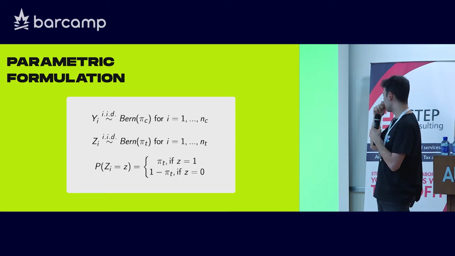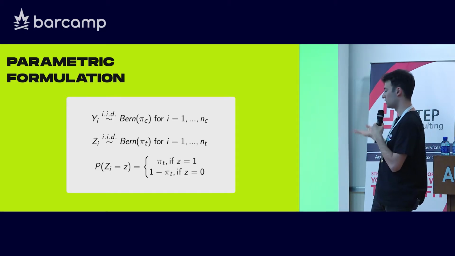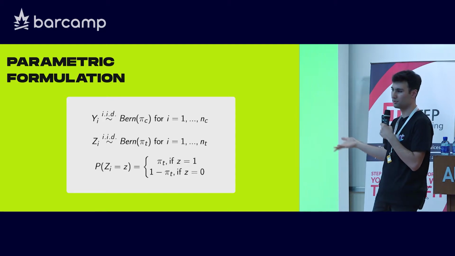So basically pi_t is the probability of a click, and the probability of not clicking is 1 minus pi_t.